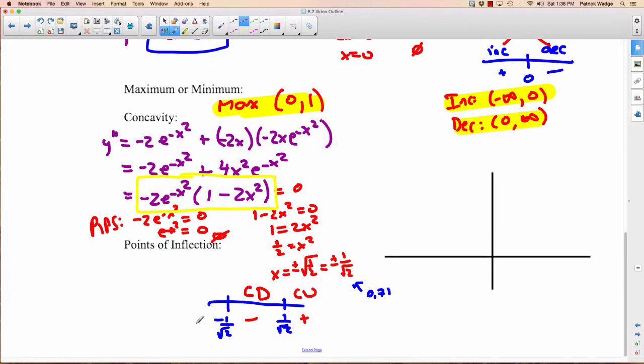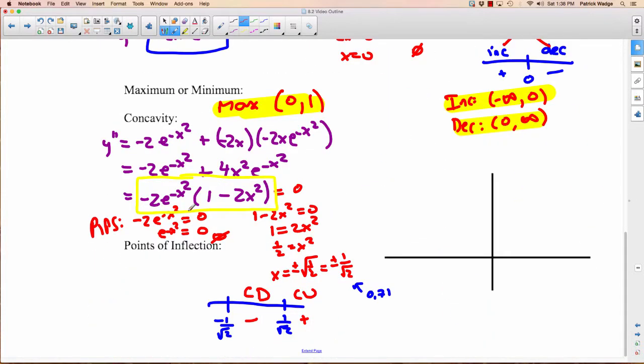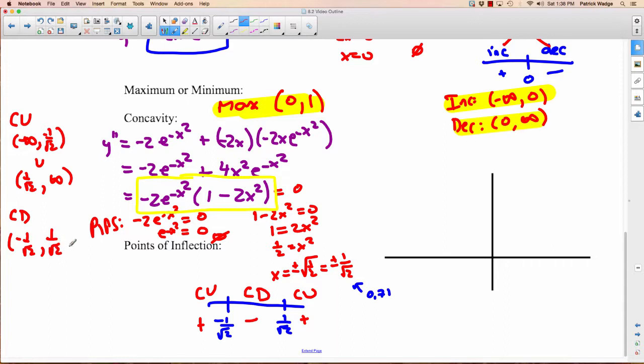If I put negative 1 in here, it's going to be exactly the same. Both our x's are squared, which will turn them positive. It's going to be exactly the same as this, which is what you would expect because we already said up here that the symmetry is even, so we'd expect it to be the same. So this is going to be plus or concave up as well. So we've got concave up from negative infinity to negative 1 over root 2, as well as from 1 over root 2 to infinity. And it's concave down from negative 1 over root 2 up to 1 over root 2.